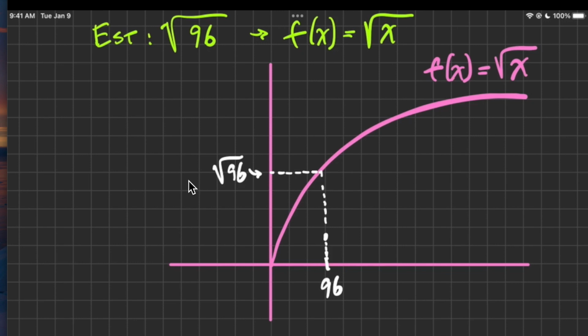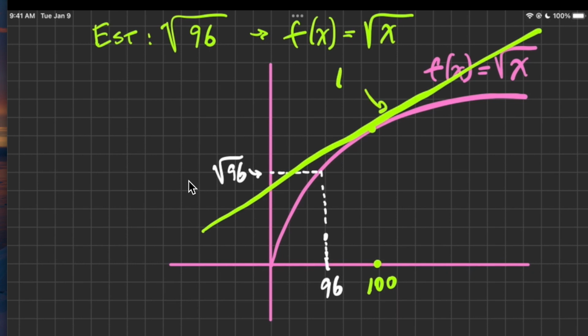So here's what we're going to do instead. We're going to pick an a value close to 96 that's going to make our math easy, namely 100. And we're going to come up to our graph right there, and we're going to find the equation to the graph of the tangent line at that location, right there. That's going to be L of x. Once we find the equation of that tangent line using our a value and our f of a value, don't forget to create that equation.